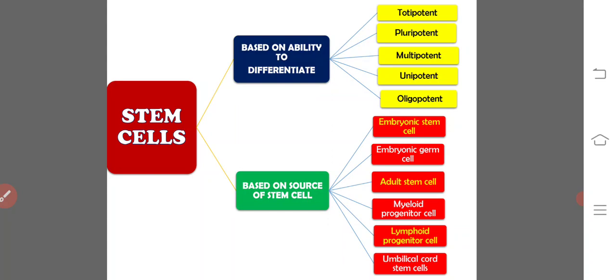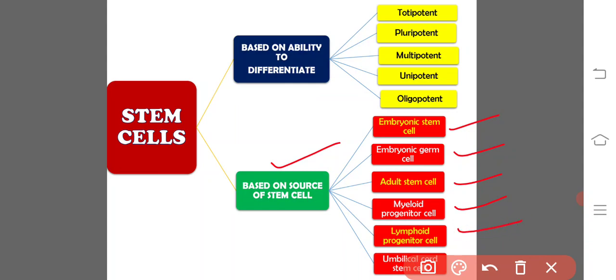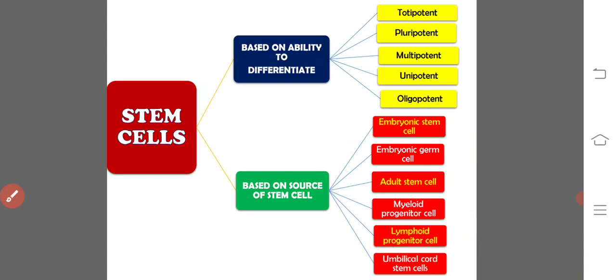Another classification is based on the source of the stem cell. They are embryonic stem cells, embryonic germ cells, adult stem cells, myeloid progenitor cells, lymphoid progenitor cells and umbilical cord stem cells.